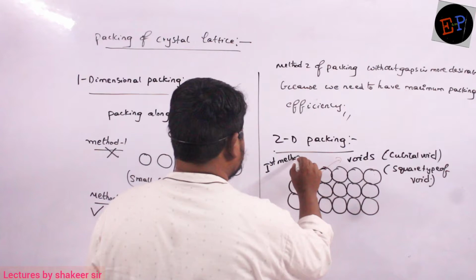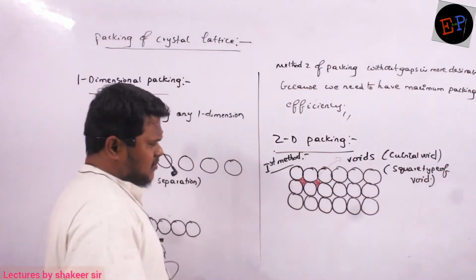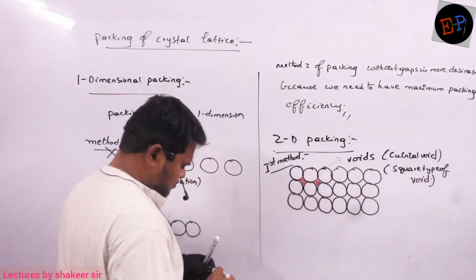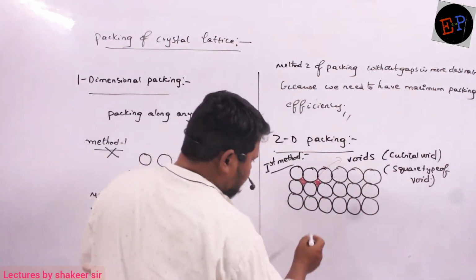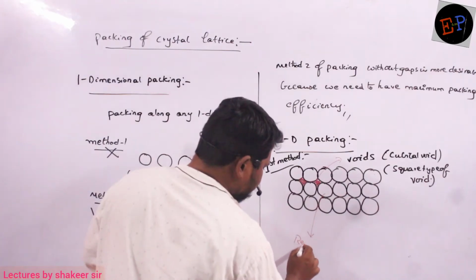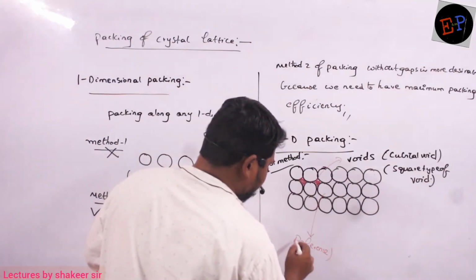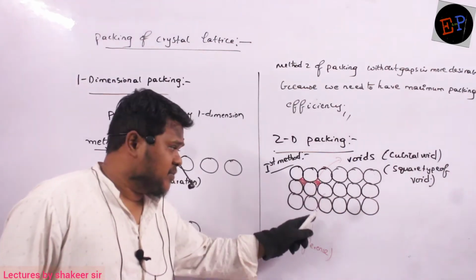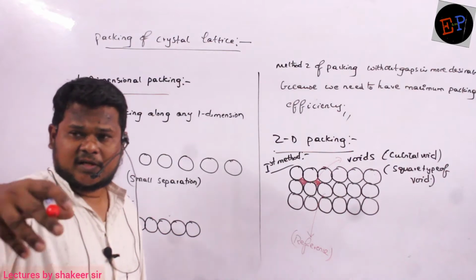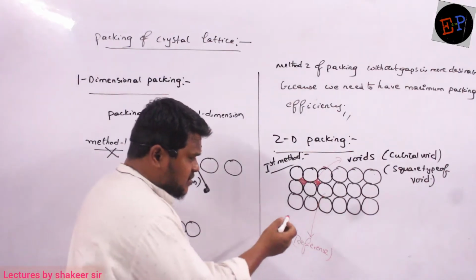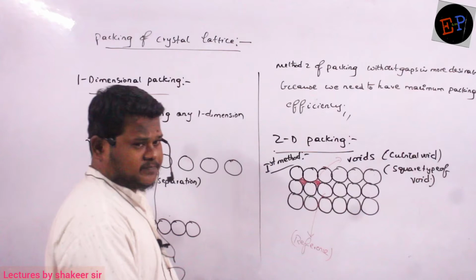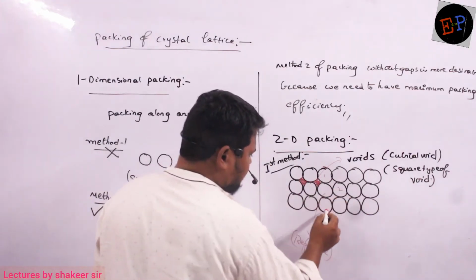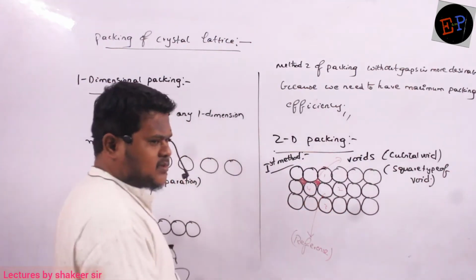Now for example, let us take this atom to be my reference atom. This reference atom is being surrounded by how many atoms, the atoms which are touching it? How many atoms are touching this particular atom? Four atoms are touching. What are the four atoms? First one, second one, third one and fourth one. Four atoms are touching each other.